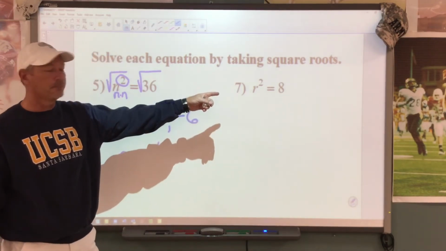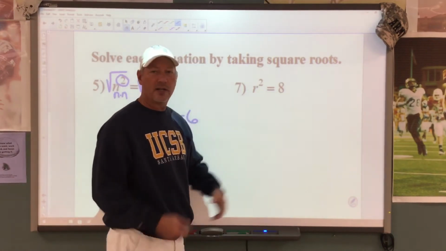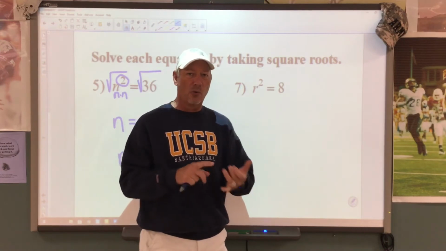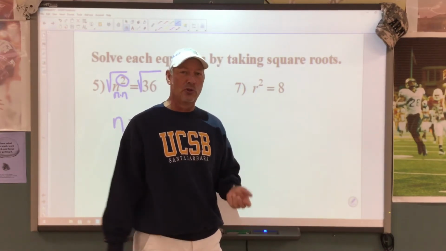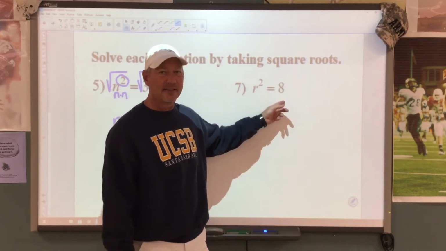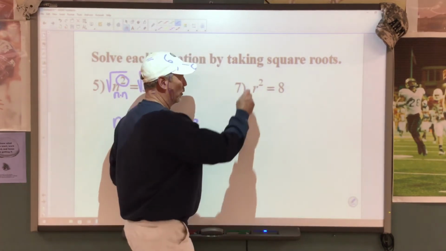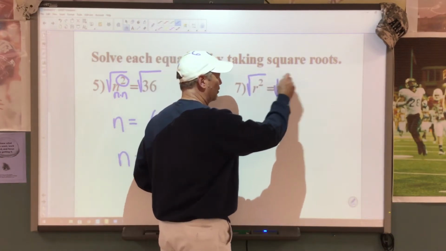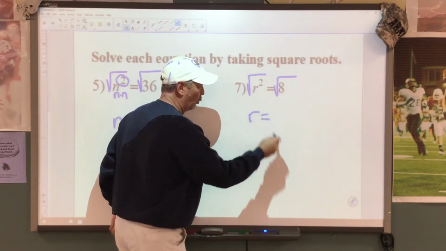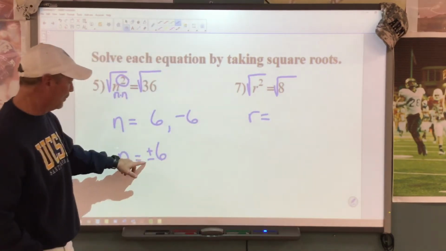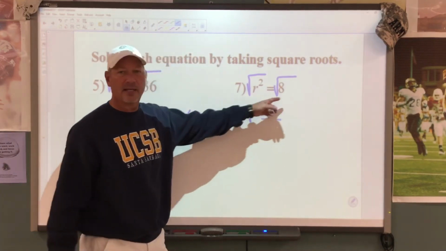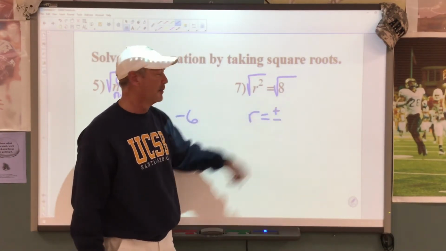Now look at this problem. I have r squared equals 8. Now we know our perfect squares. We know that 1 times 1 is 1, 2 times 2 is 4, 3 times 3 is 9. We know that 8 is not a perfect square. So we're going to take the square root. This is going to give us an r equals what we just talked about. We're going to get a positive and a negative, but we need to break down the square root of 8.